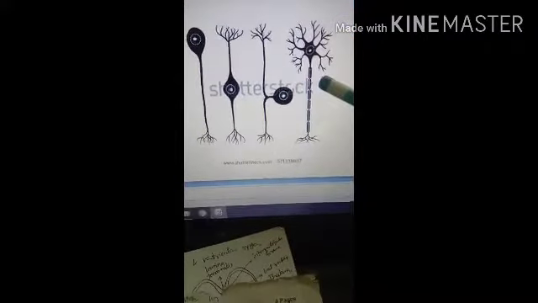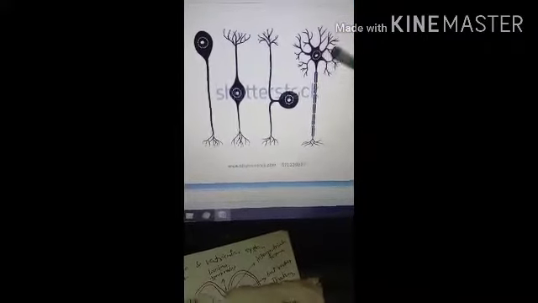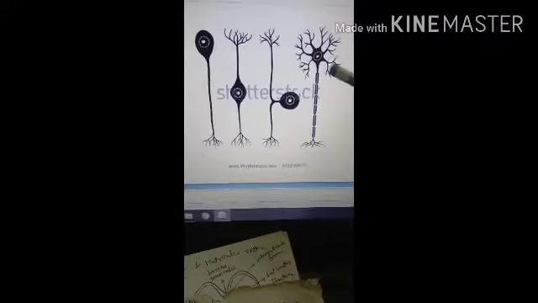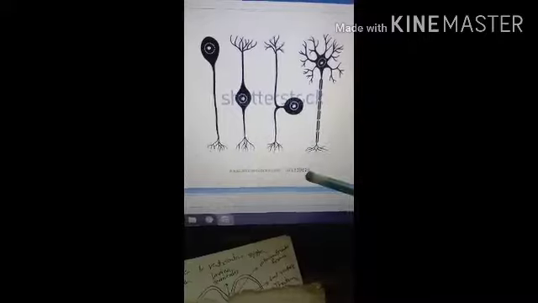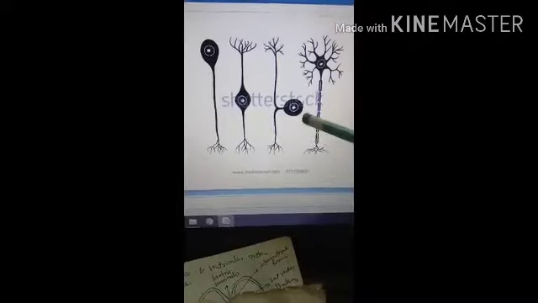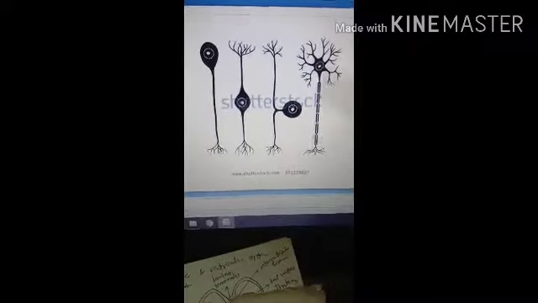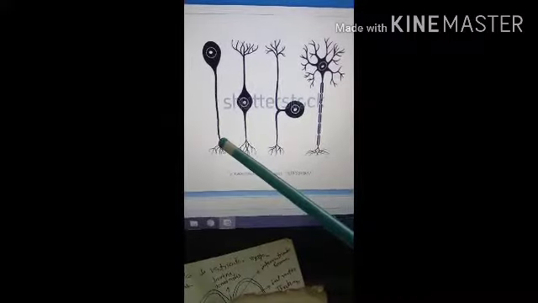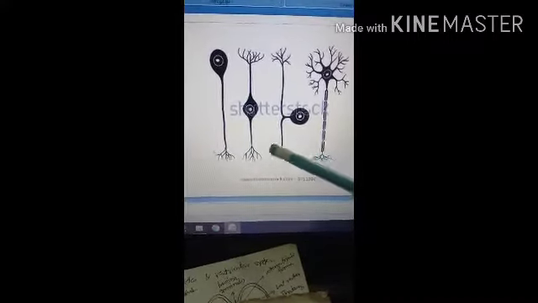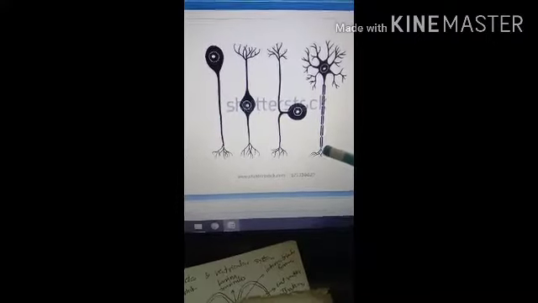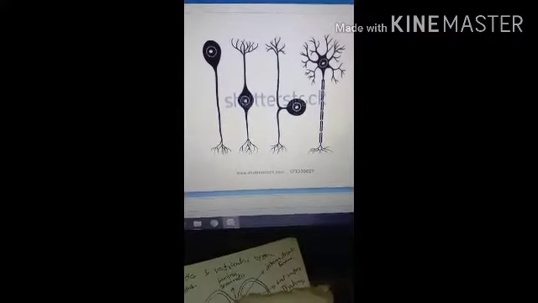And the fourth is the common one, where the cell body consists of several dendrites and one axon. So it is called the multipolar type of neuron. So this is the unipolar, this is the bipolar, this is the pseudo unipolar, and fourth, the multipolar type of neuron.